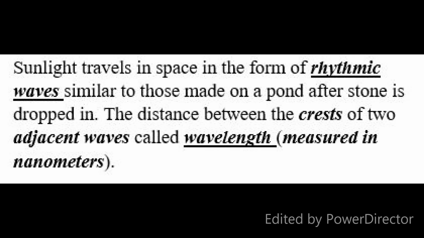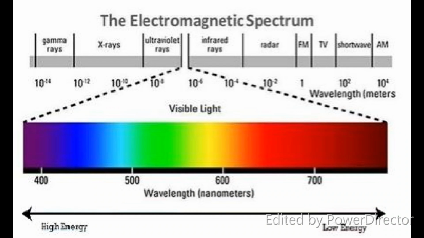Sunlight travels in space in the form of rhythmic waves, similar to those made on a pond after a stone is dropped in. The distance between the crests of two adjacent waves is called wavelength, usually measured in nanometers. This is a scheme explaining the wavelength. The wavelengths consist of many different measurements, arranged from higher energy to lower energy. The longer the wavelength, the lower the energy. The shorter the wavelength, the higher the energy.